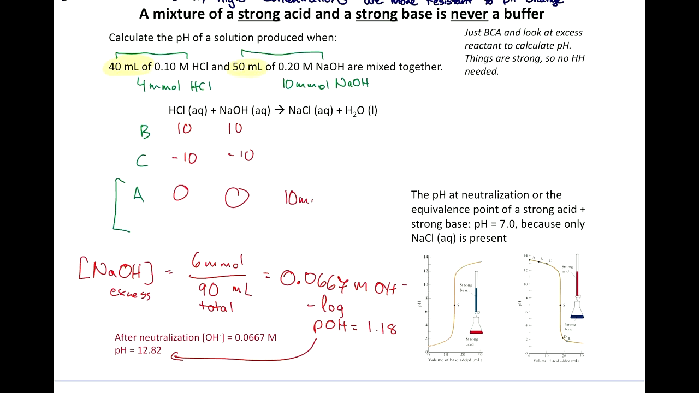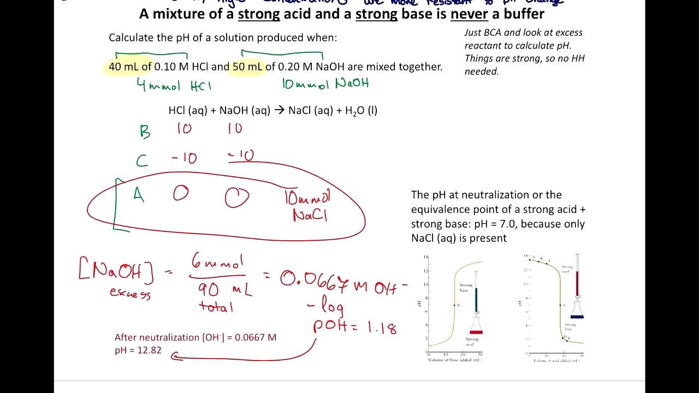10 millimoles of NaCl. So if that is in our beaker at the equivalence point, when moles of acid equals moles of base, and you just have NaCl present, what is the pH of this mixture? 7. So when you have a strong acid and a strong base, at the equivalence point, right when the moles of the acid and added base are equal to one another, the pH is 7. But as soon as you add one more drop of base, does the pH change?